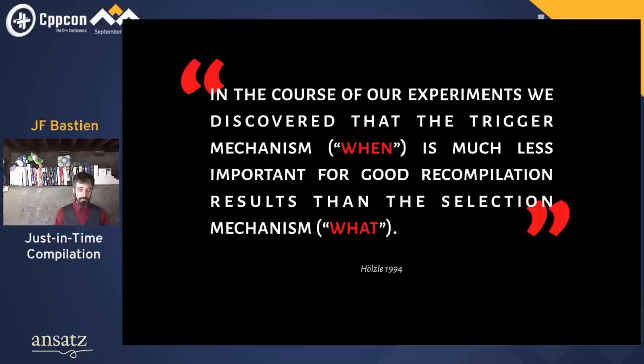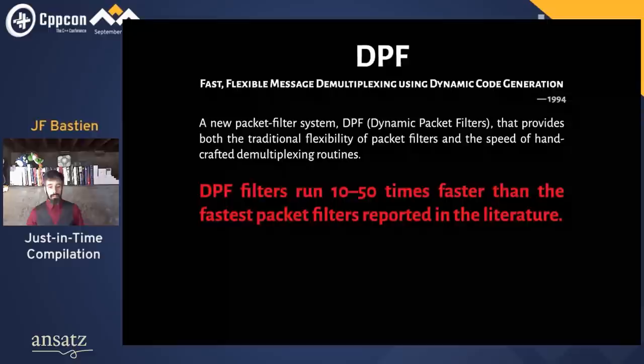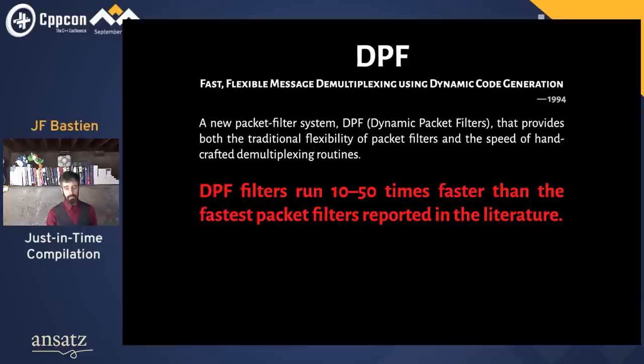All right, so let's look at a bigger system that does optimization. The system is called DPF. It's a paper called Fast, Flexible Message Demultiplexing Using Dynamic Code Generation, from 1994. So it's described as a new packet filter system, DPF, that provides both the traditional flexibility of packet filters and the speed of handcrafted demultiplexing routines. It goes further. DPF filters run 10 to 50 times faster than the fastest packet filter reported in the literature. Right? So what it's doing is it's filtering network packets really, really fast.